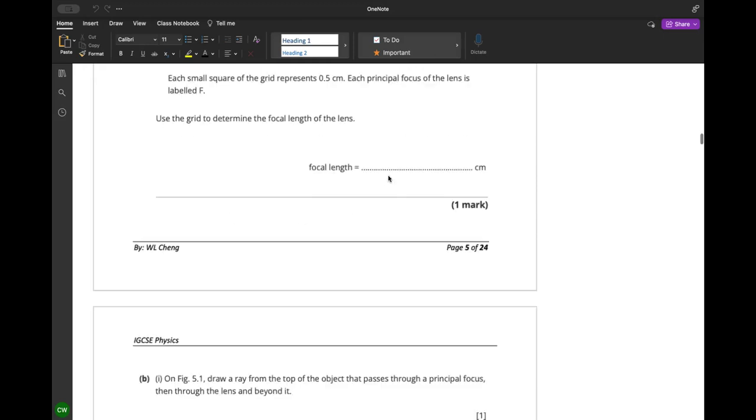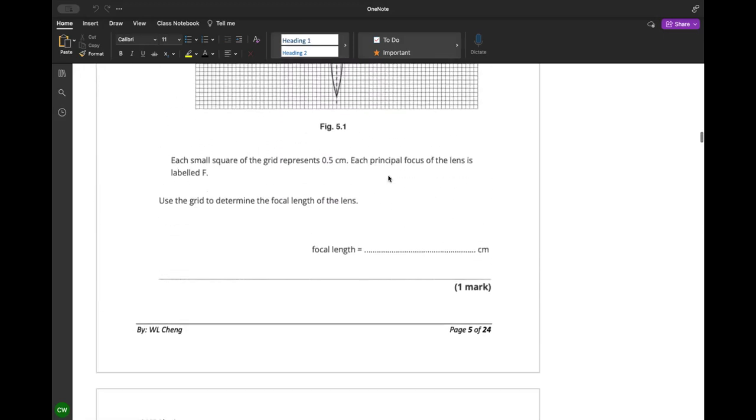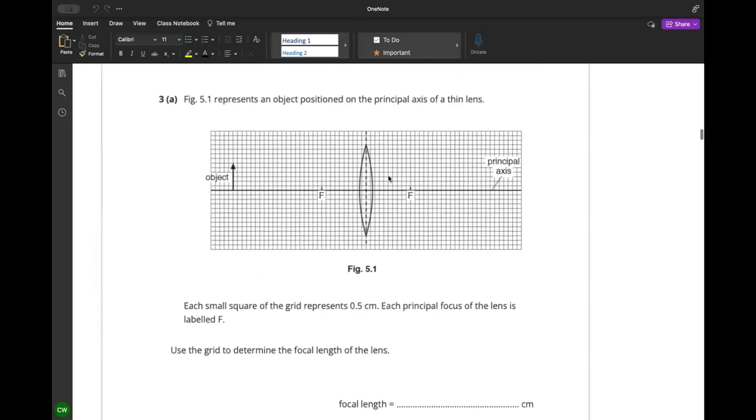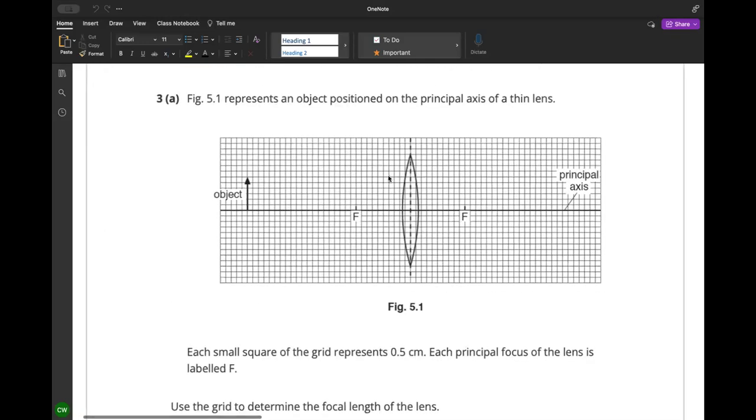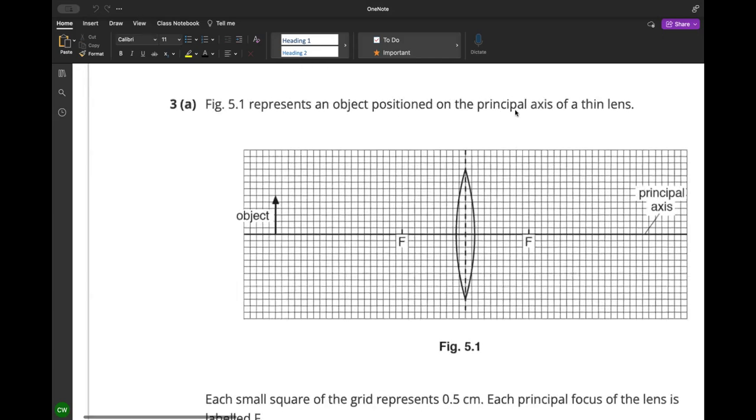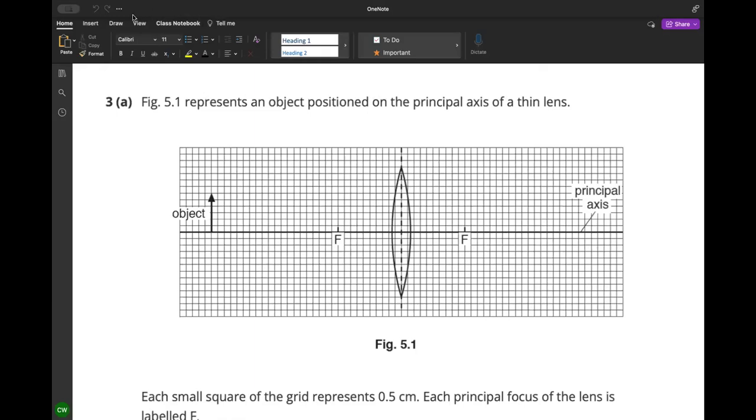Okay, please turn to page number 5. Question number 3. In this question, you have to... Let's read the question together. I think you have learned before.